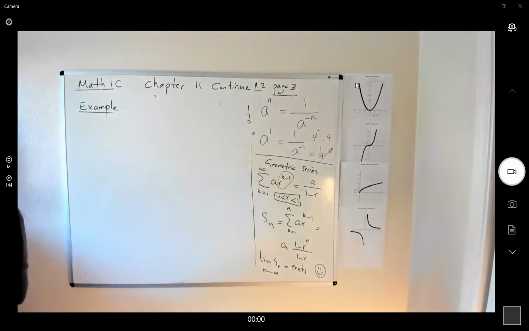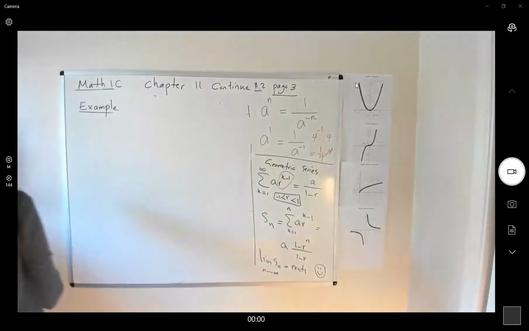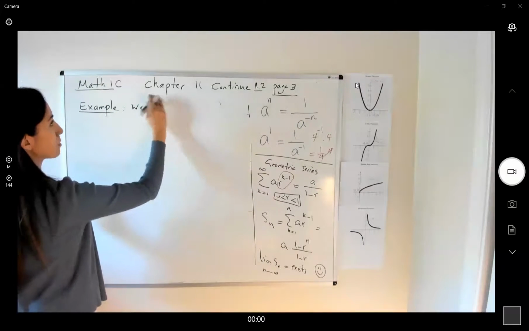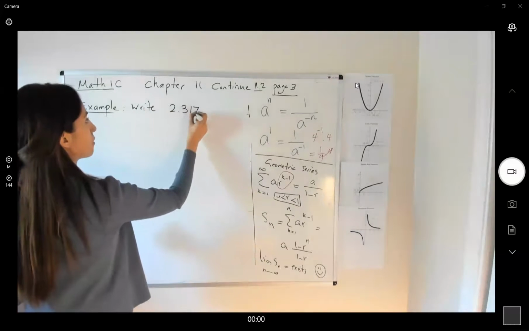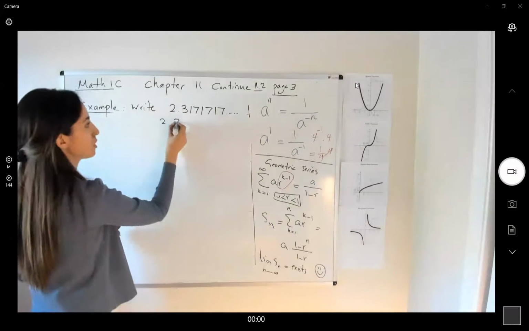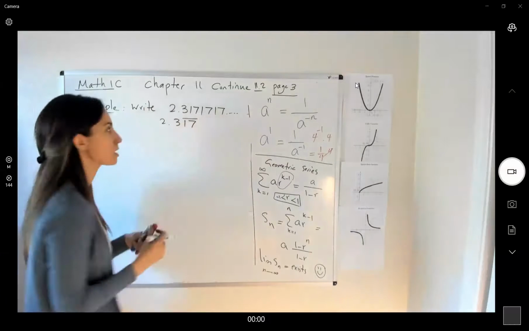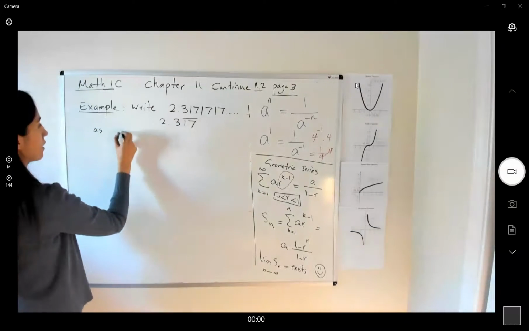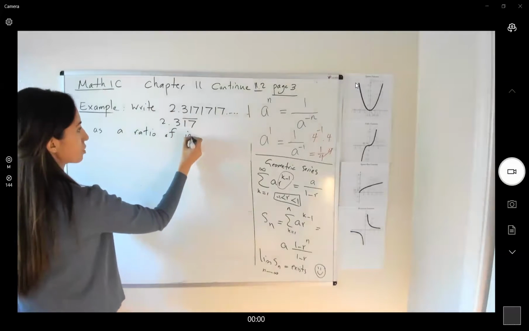So we are still on page 3. We have this example. This example says, write the decimal number 2.3171717, so 17 is repeated, or 2.317 with a bar. Remember that we put a little bar on top of 17 to show that 17 is repeating, as a ratio of integers.